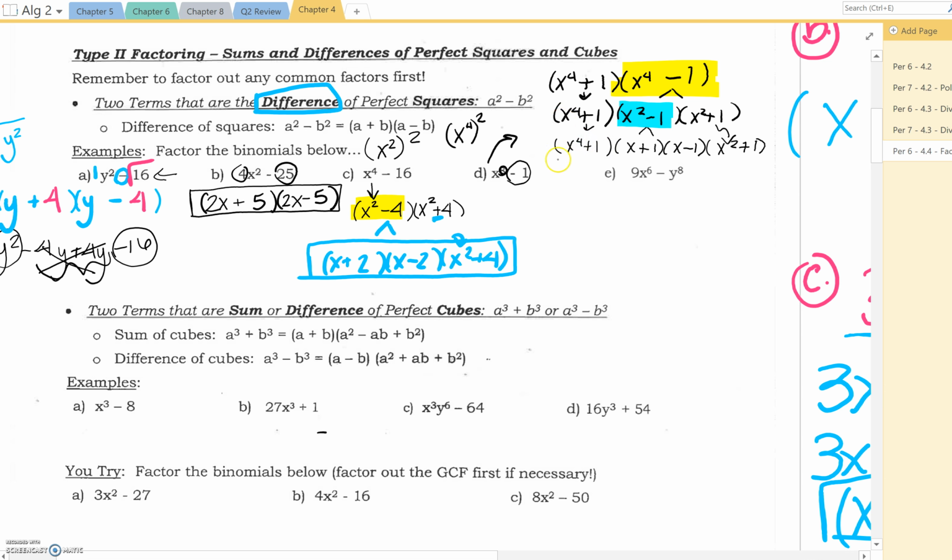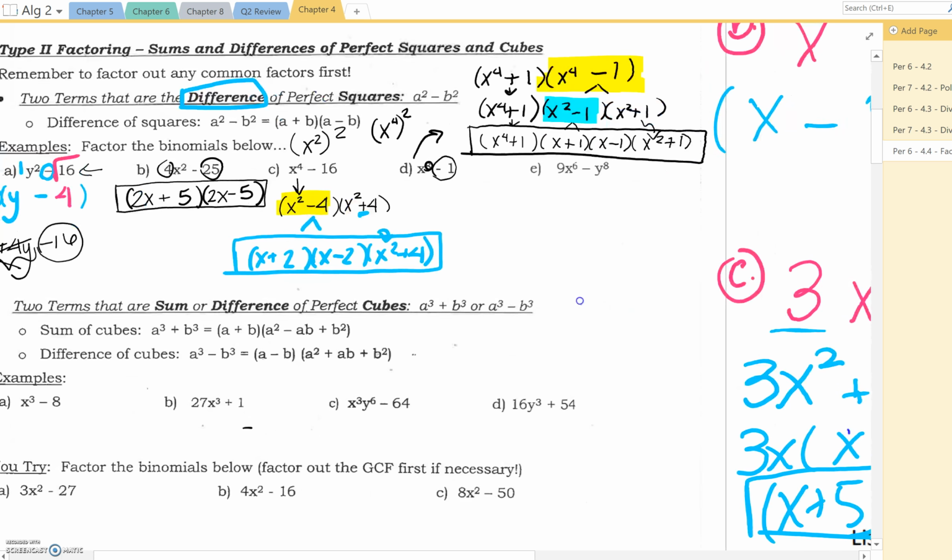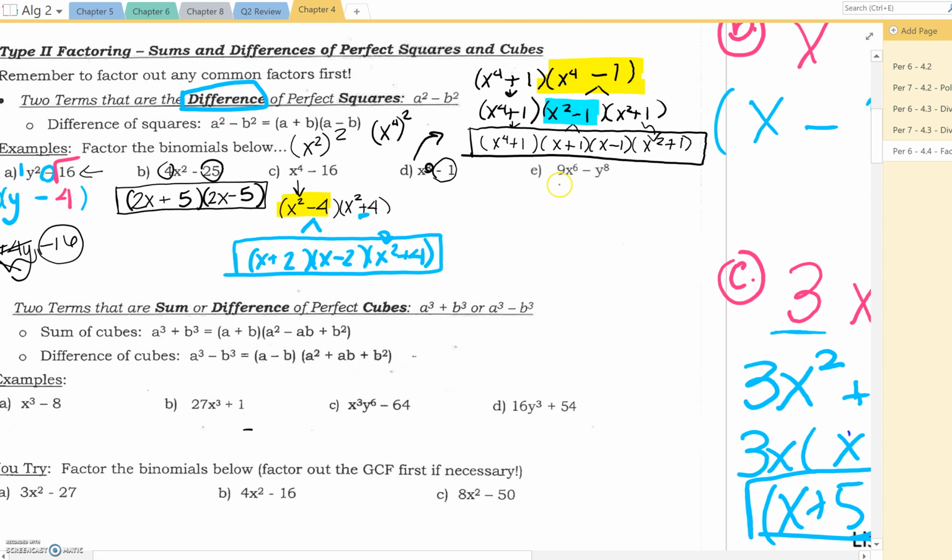This whole thing, as long as it looks and as crazy as it looks, is your final answer. Okay? For the last one, letter E, 9 is a perfect square. It's 3 times 3. X to the 6th is really x cubed squared. So that would be x cubed. This would be x cubed. Y to the 8th is really y to the 4th squared.